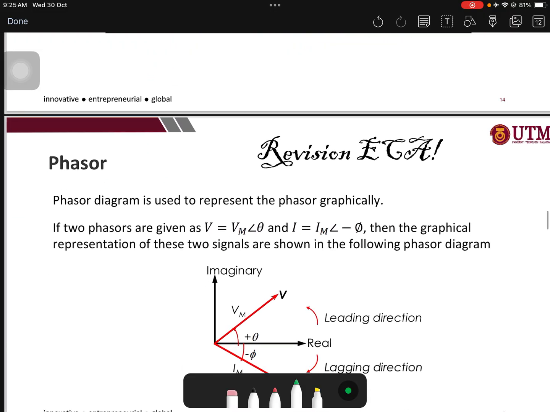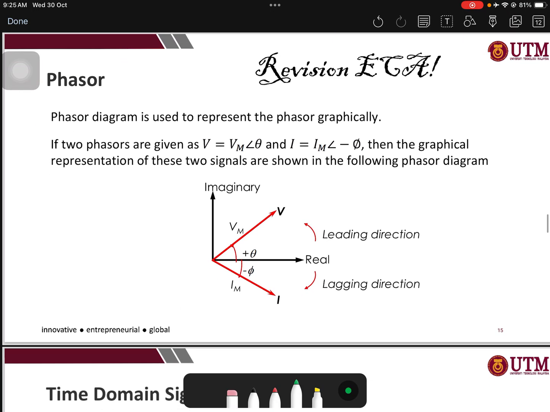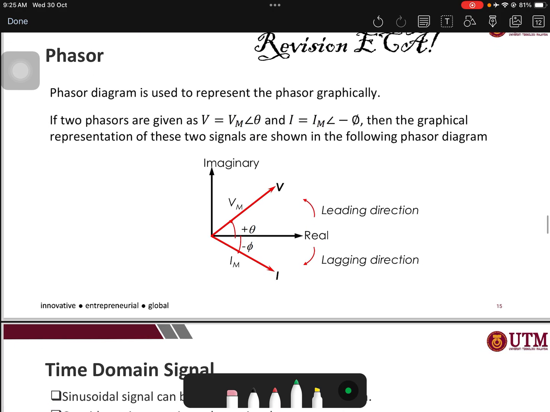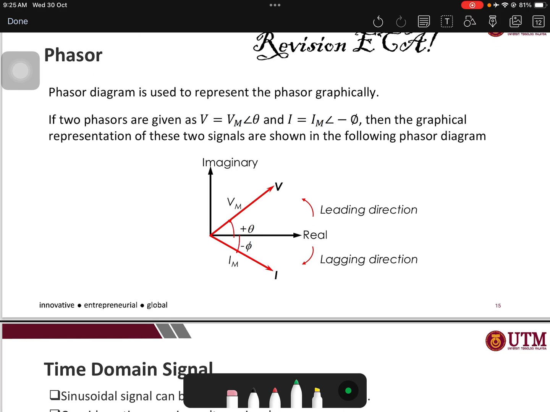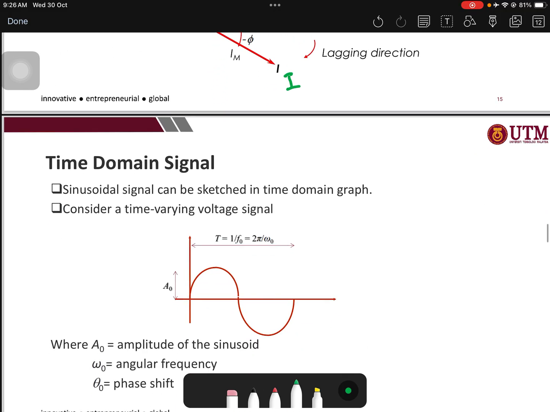This one, you have also learned about the leading and the lagging direction, so I believe that you know that. Again, for the phasor, the angle is measured positively counterclockwise. So from here we can say that V is leading I, or I is lagging V by some angle.